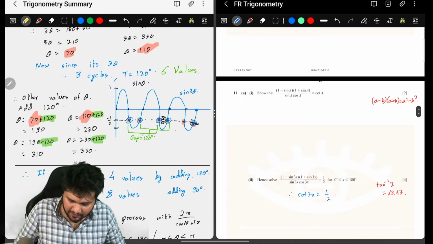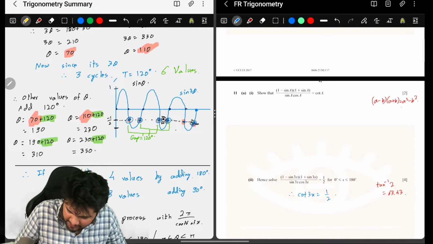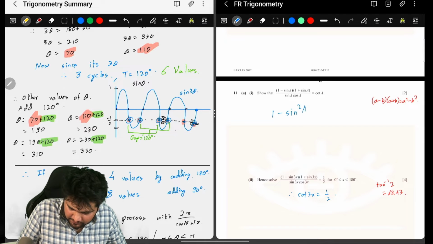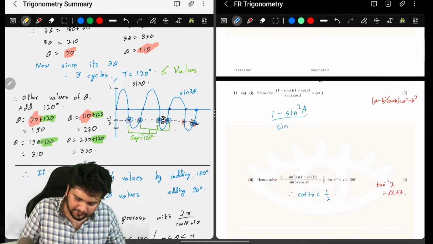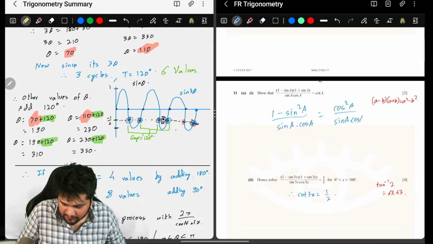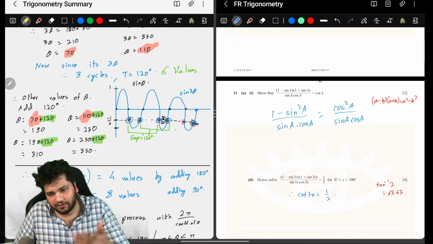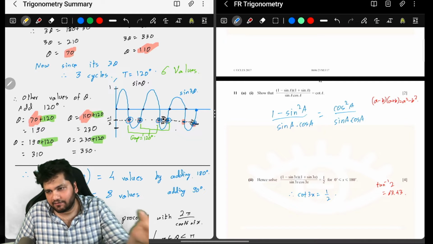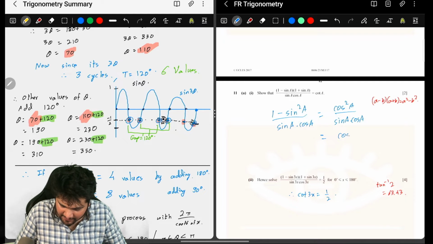Here as you can see, again use of identities. A minus b, a plus b is nothing but a square minus b square, so this is going to be 1 minus sine square a upon sine a into cos a, which is nothing but cos square a upon sine a into cos a. So obviously we are not cancelling, we are dividing by cos a, and then we get this thing as cos a upon sine a, which is nothing but cot a.